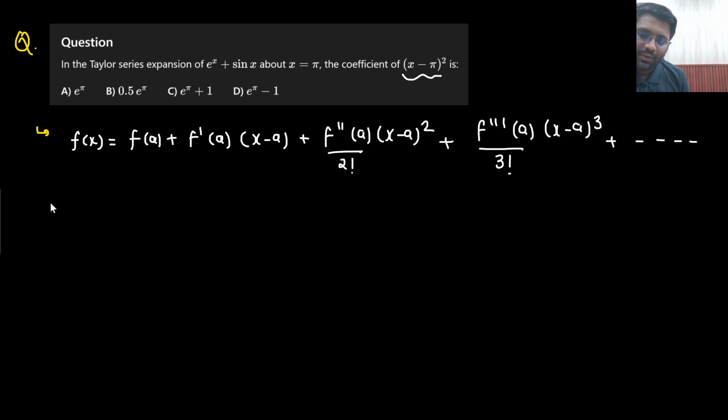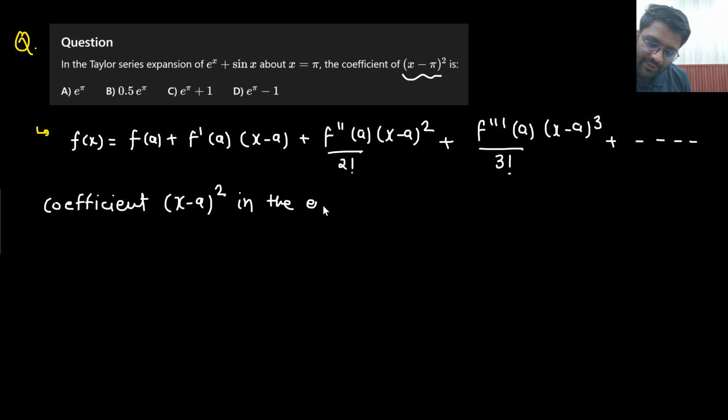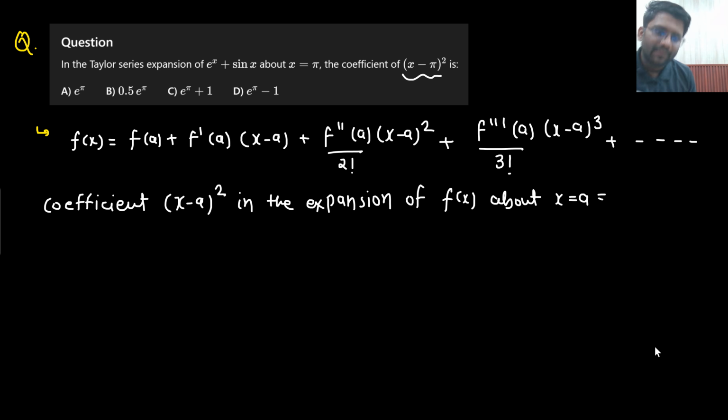So if I ask you the coefficient of (x minus a) whole square in the expansion of f(x) about x equals to a, what will be your answer? Sir, the answer is simply write down f(x) at x equals to a, so f of a, (x minus a) whole square, no, so do the differentiation twice divided by 2 factorial. So this is the answer, f double dash a divided by 2 factorial.